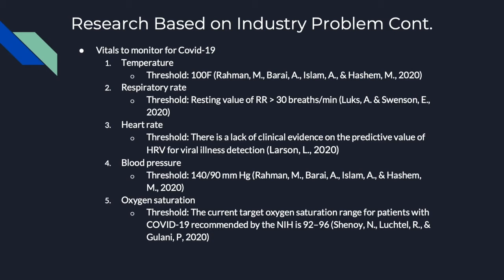The next research is COVID-19 vital signs. We identified the thresholds for the 5 vital signs. For temperature, the threshold is 100 Fahrenheit. For respiratory rate, it is about 30 breaths per minute. For the heart rate, we did not find enough evidence on how the heart rate is associated with COVID-19 patients. For the blood pressure, the threshold is about 140 and 90. And for the oxygen saturation, it's about 92 to 96% for the threshold.